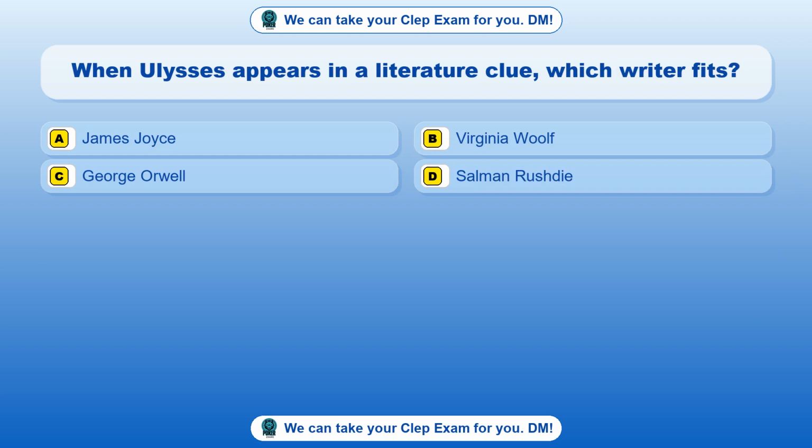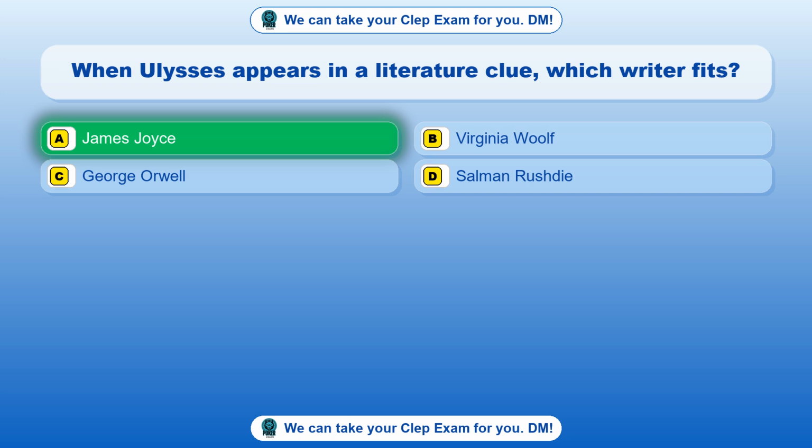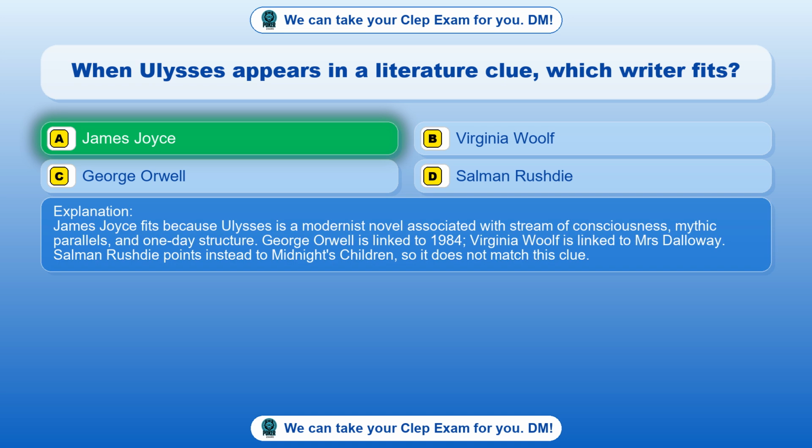Question 42. When Ulysses appears in a literature clue, which writer fits? Option A, James Joyce. Option B, Virginia Woolf. Option C, George Orwell. Option D, Salman Rushdie. The correct answer is option A, James Joyce. James Joyce fits because Ulysses is a modernist novel associated with stream of consciousness, mythic parallels, and one-day structure. George Orwell is linked to 1984, Virginia Woolf is linked to Mrs. Dalloway. Salman Rushdie points instead to Midnight's Children, so it does not match this clue.